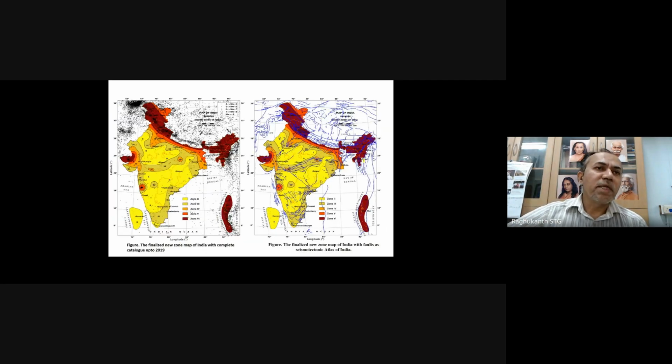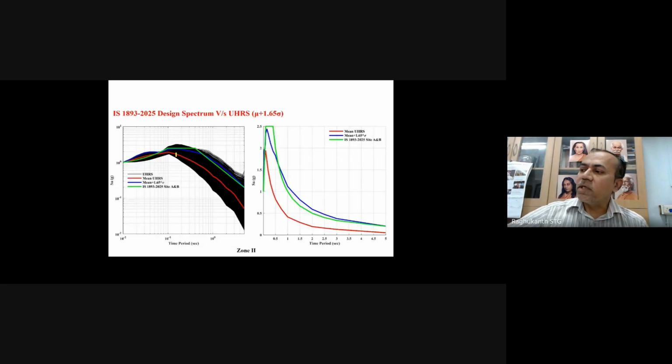And now we compared whether the zone map is consistent with the catalogs and with the fault maps. So it is nicely consistent with the faults. You can see wherever the faults are going down, automatically the zone is higher. Wherever a lot of earthquakes occur, there also the zone will be higher. For example, here seismic activity has been reported. So automatically the zone map is consistent with the catalog as well as with the geological map and the fault map itself. Now this is the zone map basically.